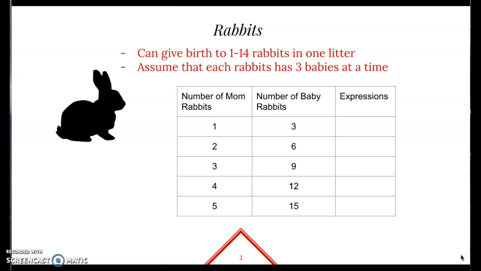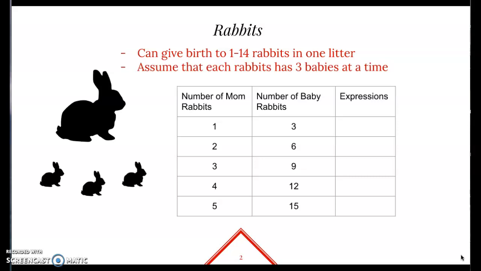So to start out, my first thought was thinking about rabbits and giving birth. You can think about puppies or cats or any animal that's giving birth to multiple babies at a time. So a fact is that rabbits can give birth anywhere to 1 to 14 rabbits in one litter. For our purposes today, for this example, we're going to assume that each rabbit has 3 babies in one litter. So that's at a time.